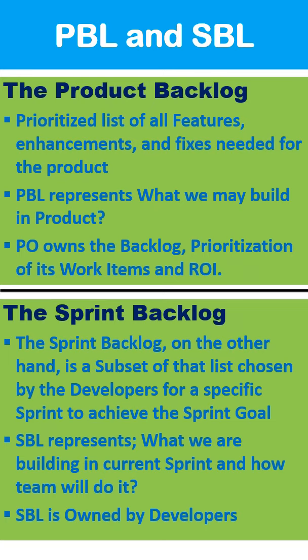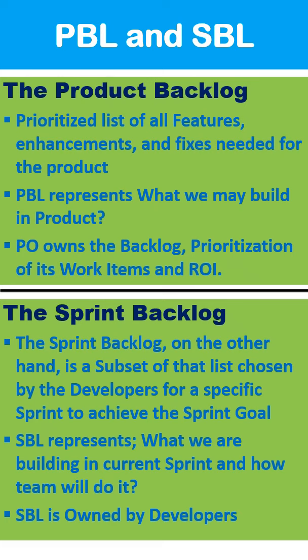The product backlog is basically a prioritized list of all features, enhancements, and fixes needed for the product. A PBL represents what we may build in a product. So sometimes, if someone is acting as a product owner, he may be capturing all the requirements, all the requests in the product backlog based on the priorities. So we may have some could-have features as well. That's why we are terming it as what we may build in a product.